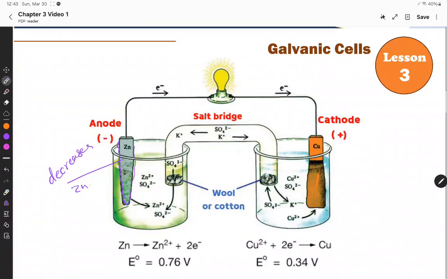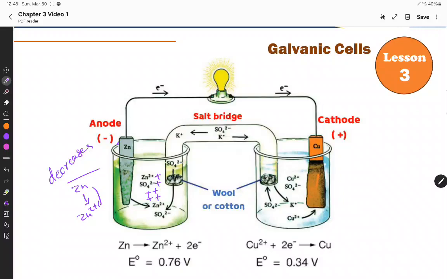Decreases because zinc is going to be converted to zinc 2 positive. Therefore, the concentration of positive ions in this half cell, the anode half cell, will increase. In this half cell, the positive ions will increase. Why? Because zinc becomes zinc 2 positive.